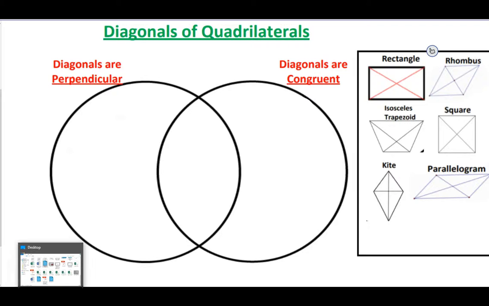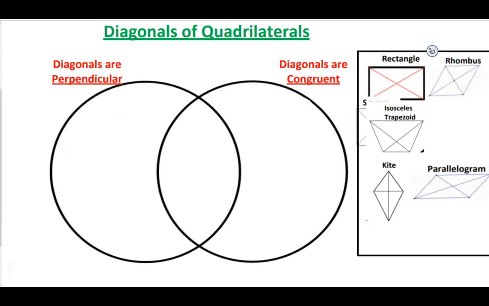All right, let's go ahead and look at the shapes and see which ones go where. So we're going to start with the square. The square is going to go in the middle because the square has congruent diagonals. So these two lines are congruent, and they also form 90-degree angles. Okay, so the square goes in the middle. Okay, so now let's take a look at the rhombus.